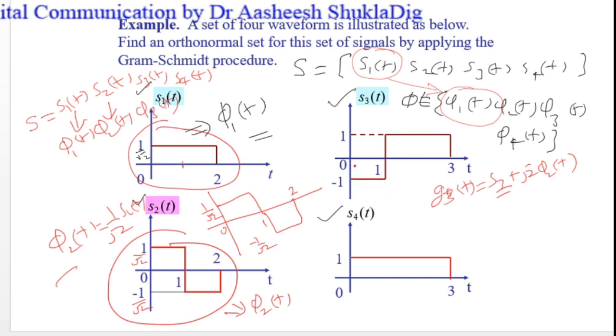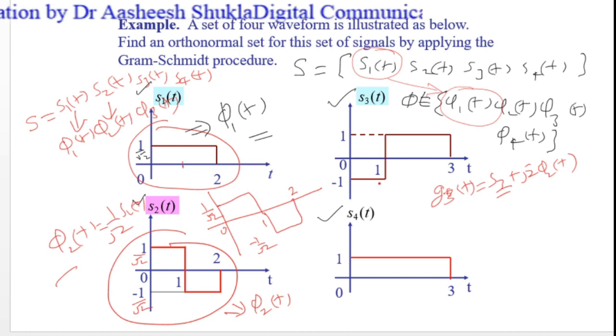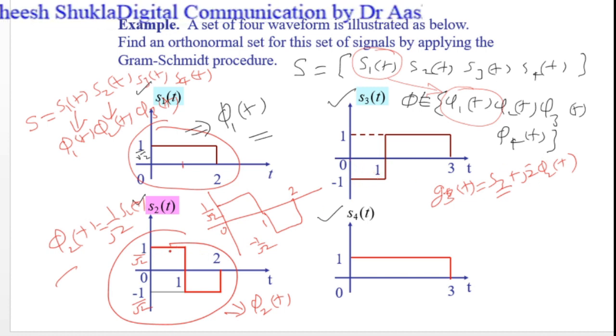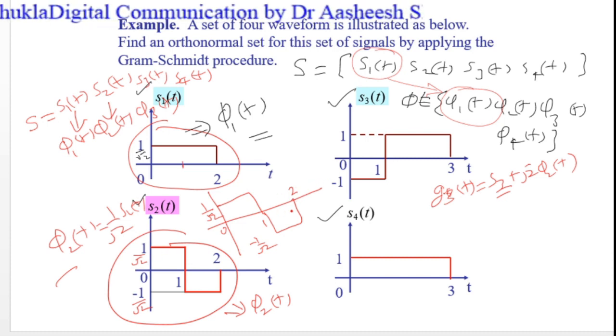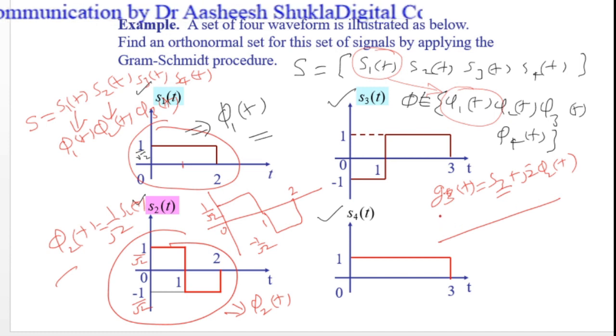Because we have to add this S3(t) plus this waveform. So from 0 to 1 this is minus 1 and this is plus 1. From 0 to 1 this is plus 1, this is minus 1. So plus 1 minus 1 equals 0. If you want to plot it, you can plot it like this.